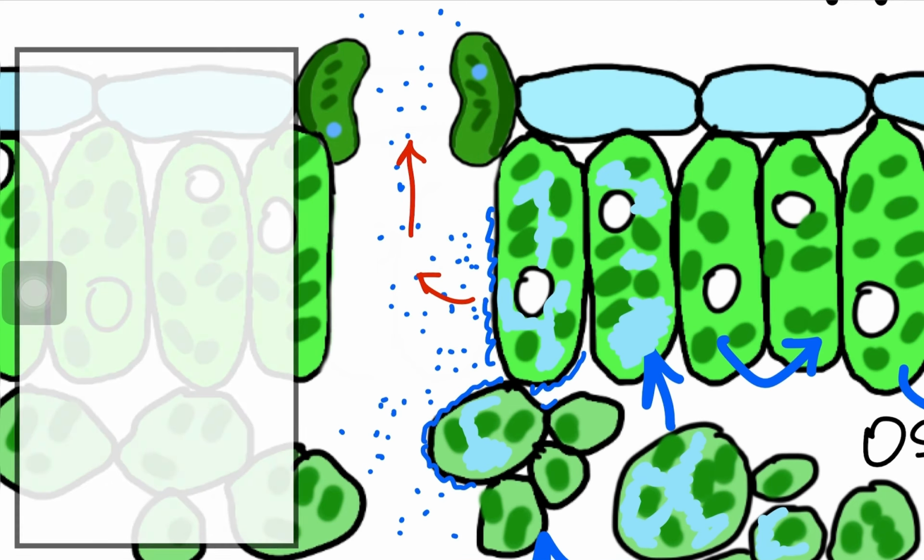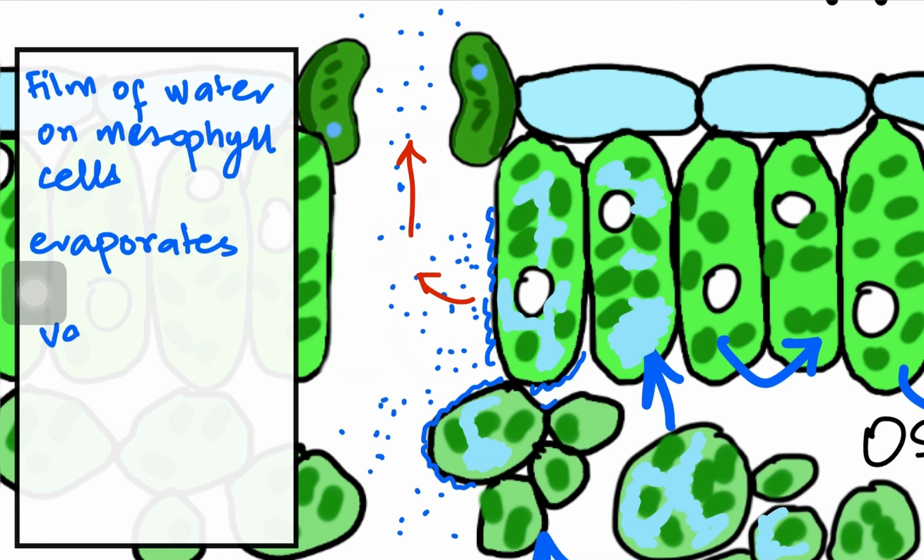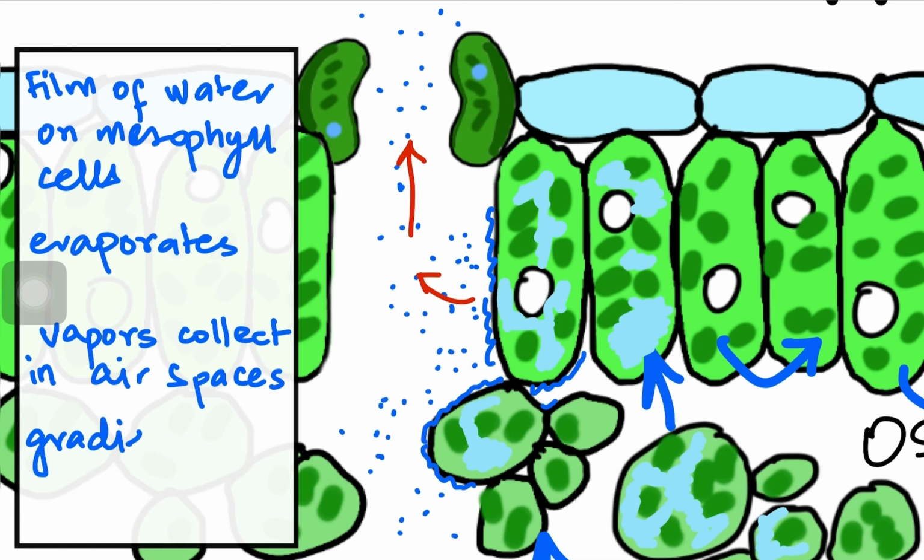These water vapors from the air spaces go outside using the stomata. So step 1 is that there's a film of water on the surface of mesophyll cells. Step 2 is that evaporation happens on the surface of the mesophyll cells. The vapors are then collected inside the air spaces. And there are more water vapors inside the leaf than outside, so there's a diffusion gradient. And all these water vapors then start moving outside through the stomata. So evaporation happens first and then diffusion happens.